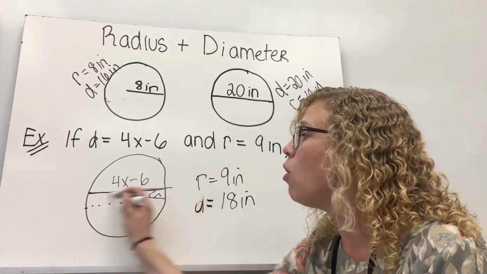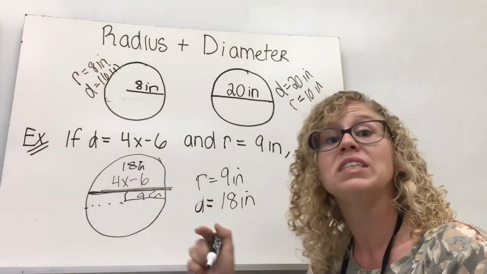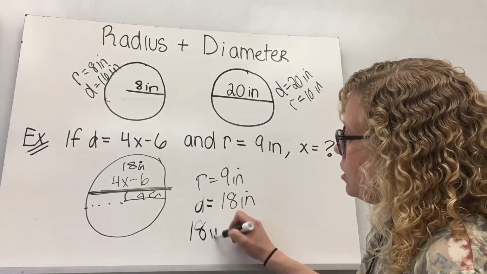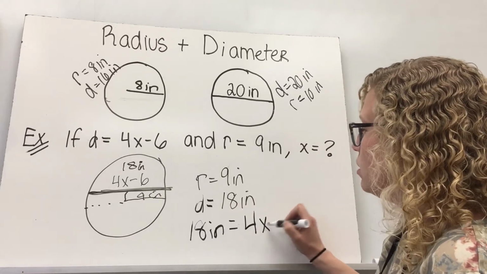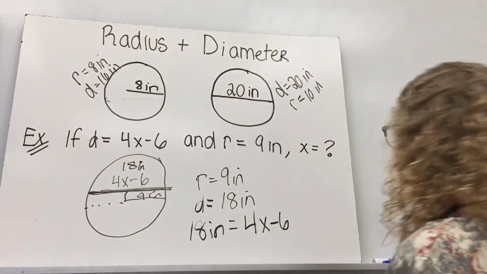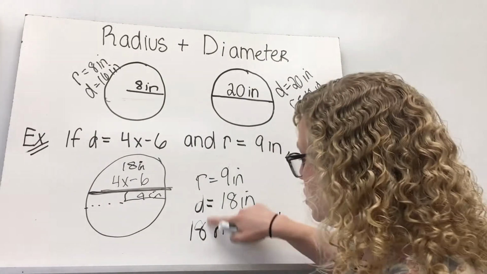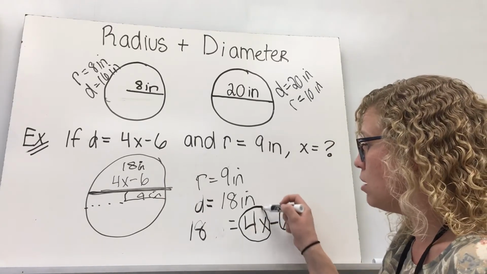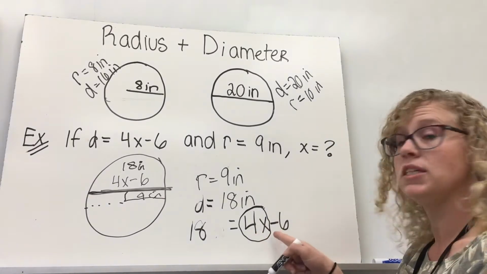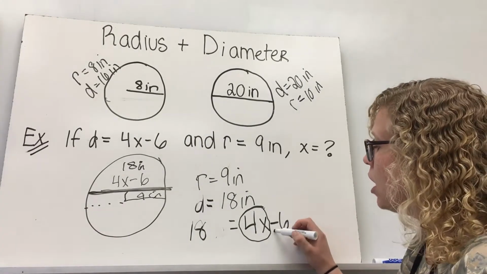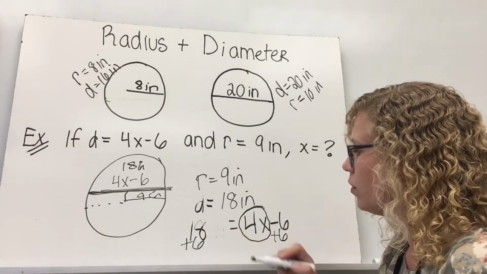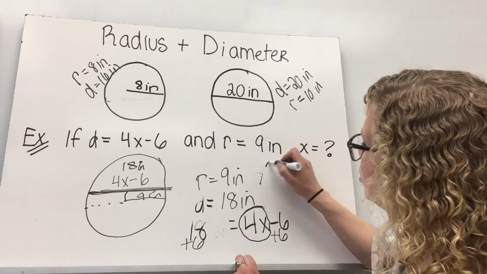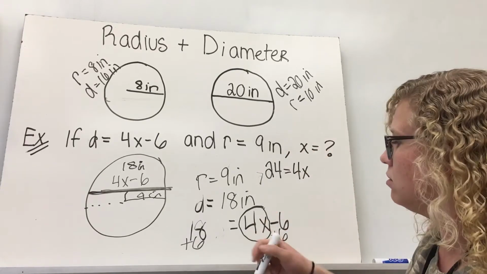And now that we know that this whole thing is 18 inches, we can set an equation. We could create an equation by setting the diameter, 18 inches, equal to 4x minus 6. That's the expression that they gave us to represent the diameter. Now, this is going to be an equation we want to solve. We ask ourselves what is happening to the variable. This variable is being multiplied by 4, and it's being subtracted by 6. So we have to get rid of this 6 first by adding 6 to both sides. If we add 6 to 18, this would be 24 is equal to 4x now.